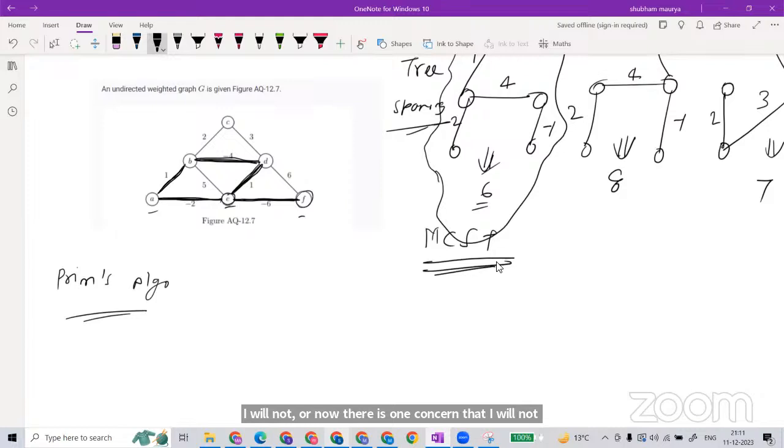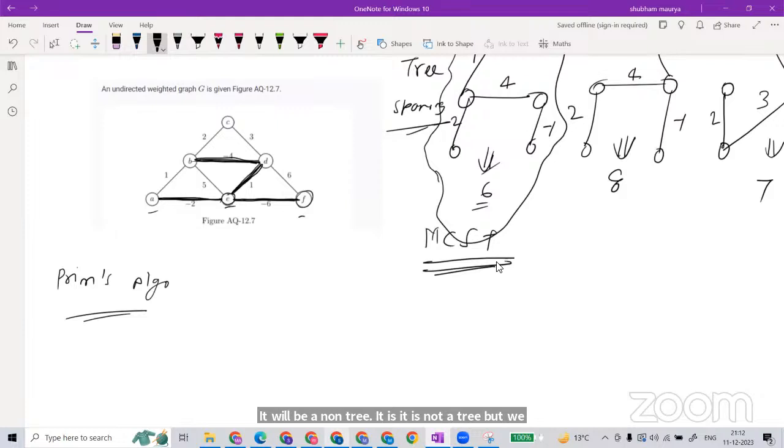Why? The reason is, if I take this edge, it will become a cycle. Right? This will be a cycle, B, A, E, A, D, B. It will become a cycle. So I will not choose this edge, because of this it will be a non-tree. It is not a tree, but we want a tree. So I will not choose this one.